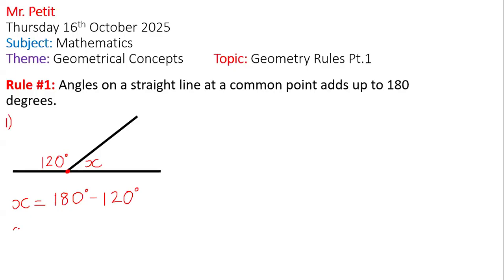And so X is going to be equal to, what is 180 degrees minus 120? That's 60 degrees. Right, does that make sense to y'all? Let me know if that makes sense to y'all.